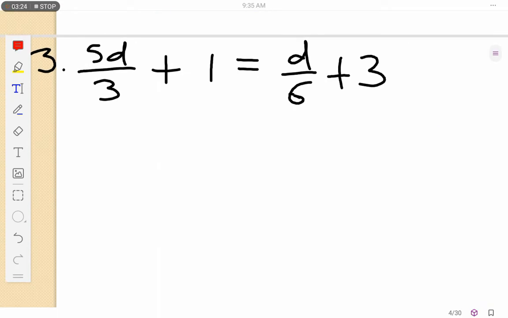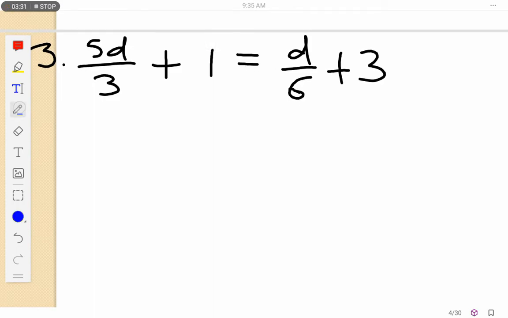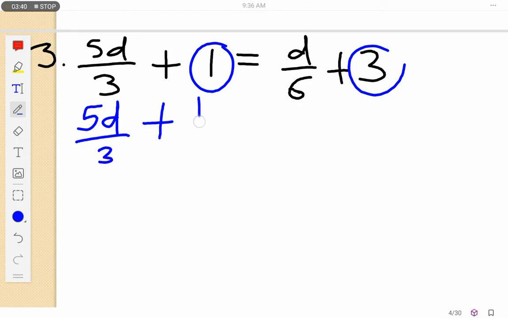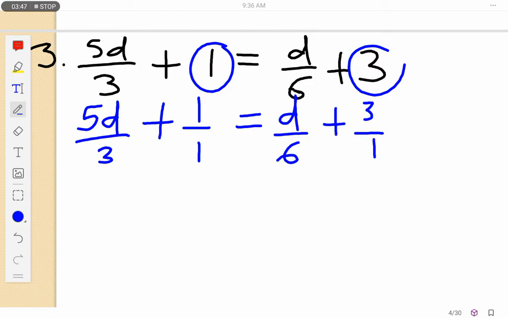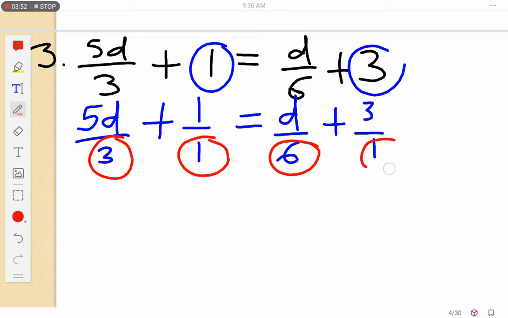Okay, this one, I can rewrite it and have it as this. These whole numbers there, 1 and 3, are the same as over 1. So I can rewrite this and have 5d over 3 plus 1 over 1 is equal to d over 6 plus 3 over 1. I'm doing this so that you see how to find the lowest common multiple for these numbers. The lowest common multiple for this is going to be 6.